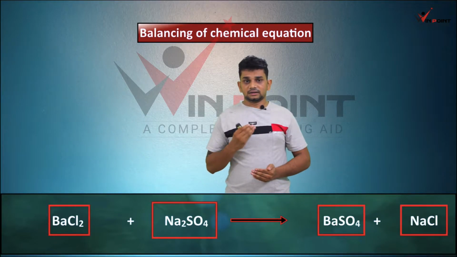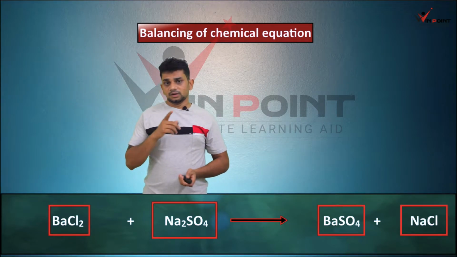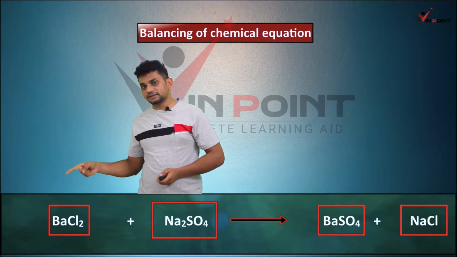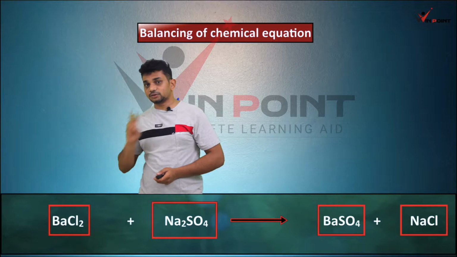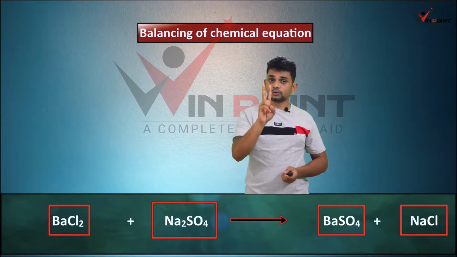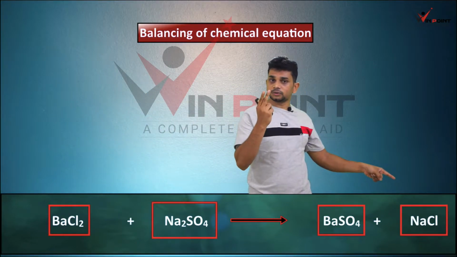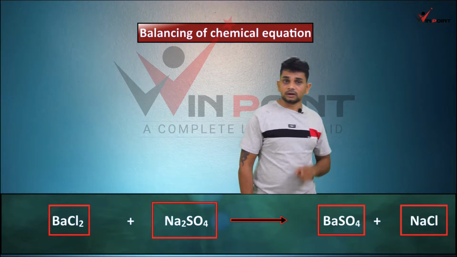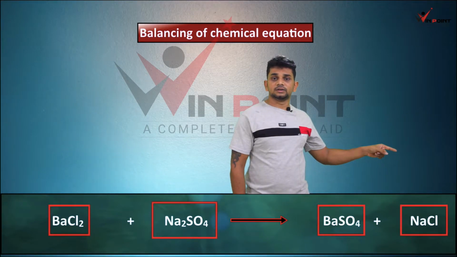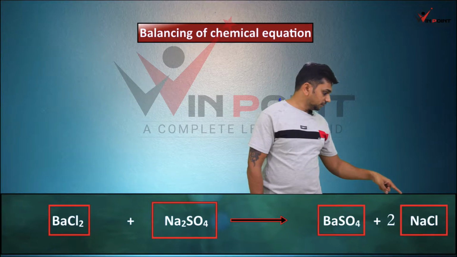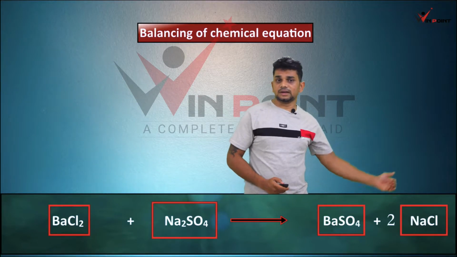Now we can go for the number of chlorine. Here in the reactant side it is BaCl2. How many chlorines are there? There are two chlorine. Cl2 means there are two chlorine. Here also there should be two chlorine. Here it is NaCl only. We need to add a 2 here. Now we added a 2 here. Now it is 2 NaCl.